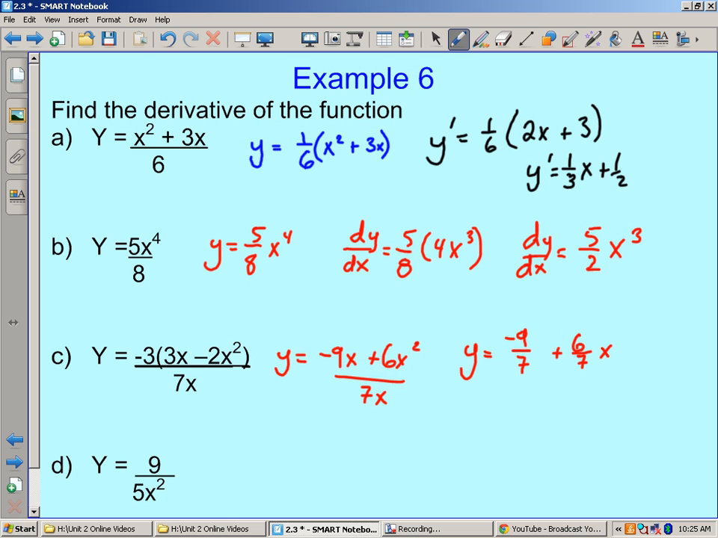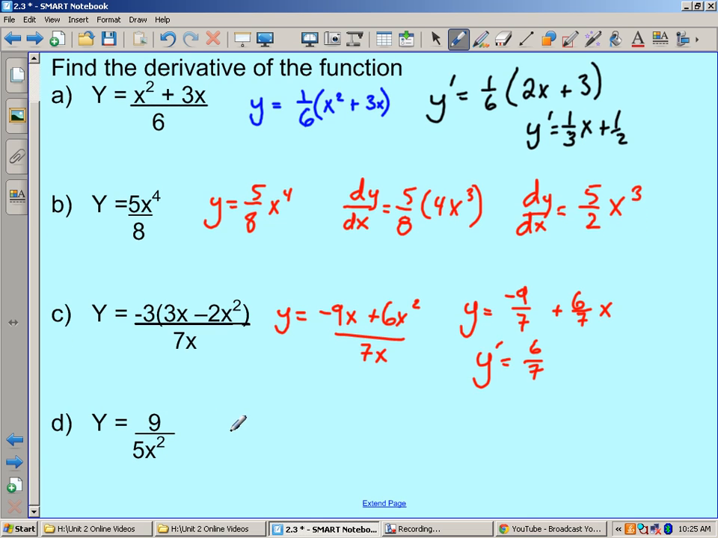So now I have a much simpler problem to take the derivative of. When I take the derivative of that, y prime is going to equal, well, this is 0 because it's a constant, and then the derivative of this would be 6/7 x to the first. Well, I'll multiply by the 1 and reduce the power, which means that my final answer for this is going to be 6/7. So rewriting these is definitely to your advantage.